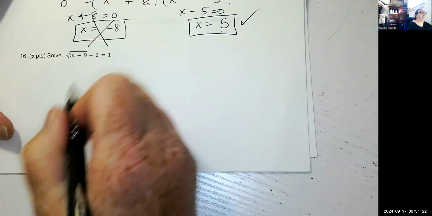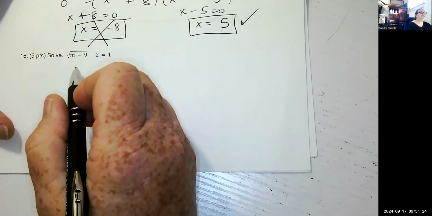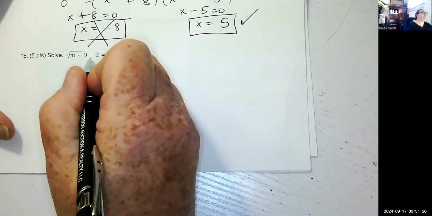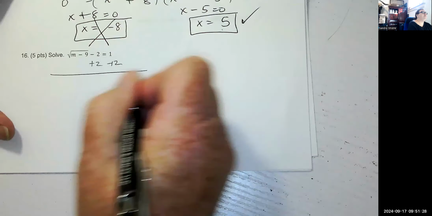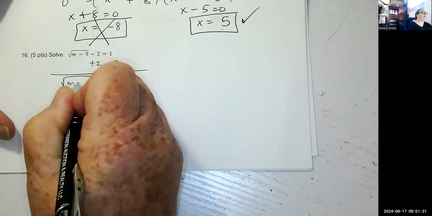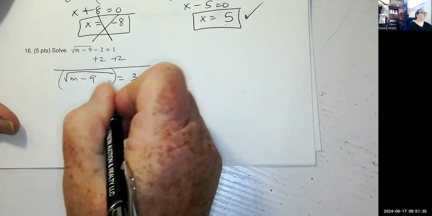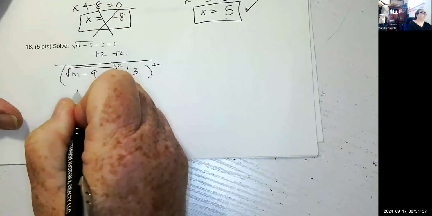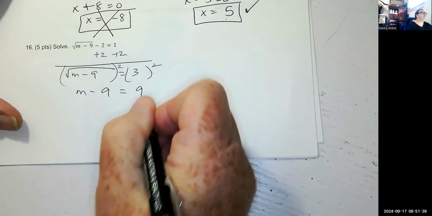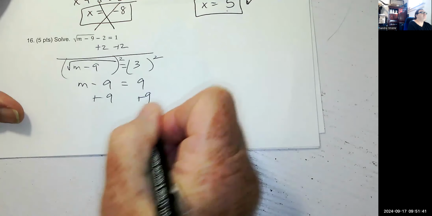To deal with the square root, I need to get this 2 out of the way first. We need to isolate it on one side. So I'm going to add 2 to both sides. And now I can square both sides. Add 9 to both sides.